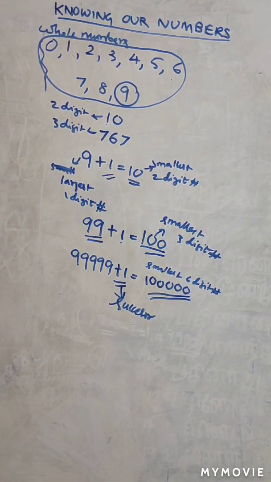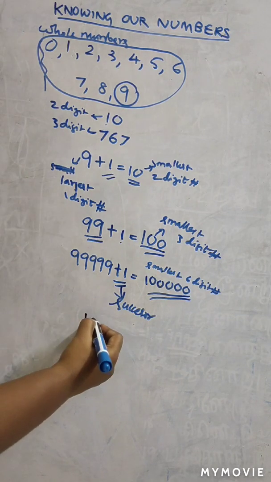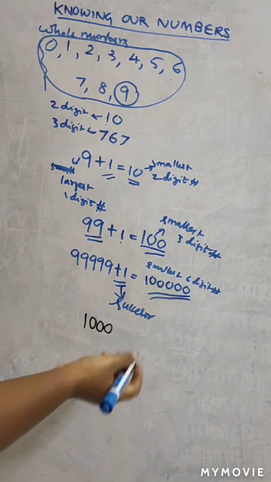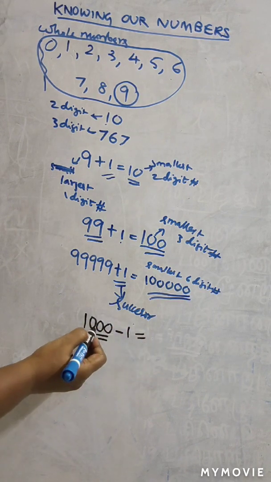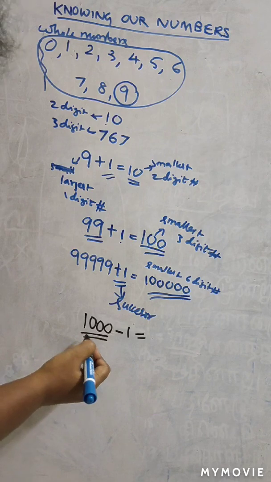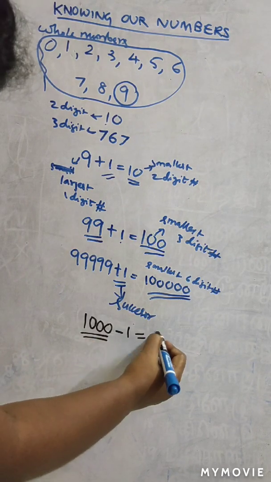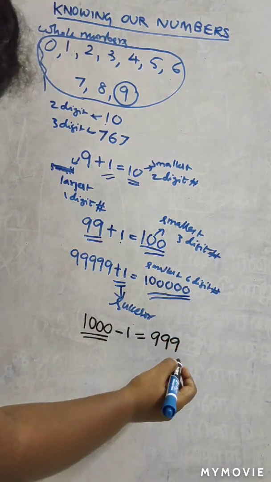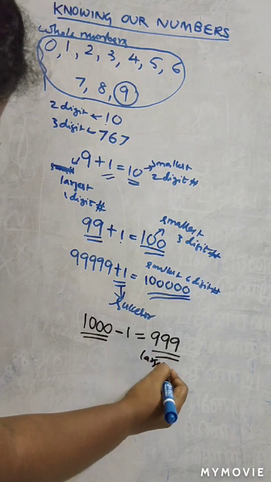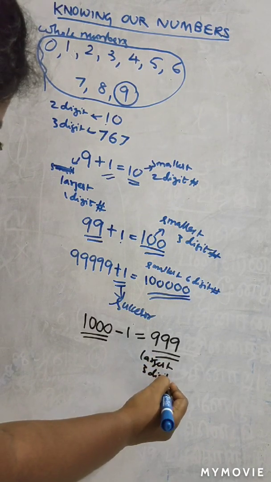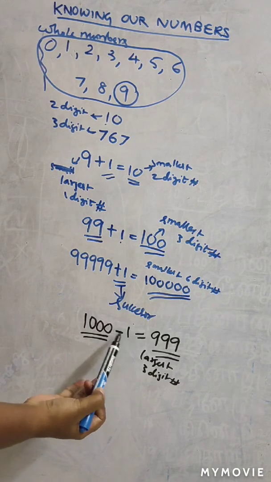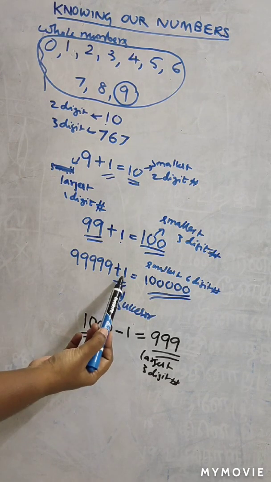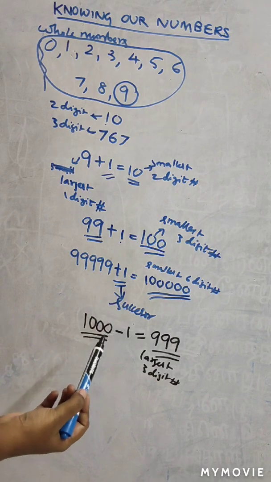Now if we are asked to find the previous number or the predecessor, how do we do that? Suppose 1000, we want to find the previous number, so you have to subtract 1. This 1000 is my smallest 4-digit number, so you subtract 1, and I get 999. This is the largest 3-digit number. So in order to find the predecessor, we are subtracting 1 from the given number. To find the successor, we are adding 1 to the given number.